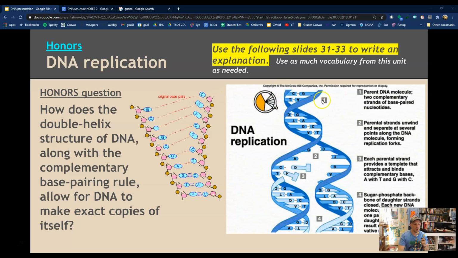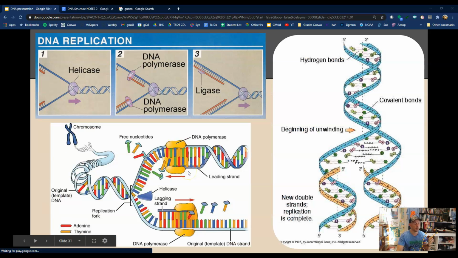First step, right? You have your double helix, number 1. And then 2, you unwind and separate out. 3, add in new nucleotides, and pair each base accordingly to the base pairing rule. And then step 4, right? Rewind and then recoil along that phosphate sugar base on the outside, phosphate sugar on the outside.